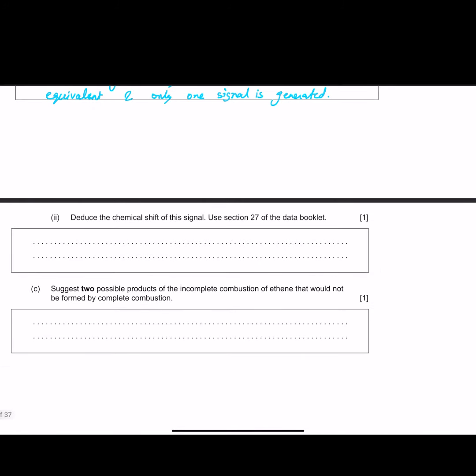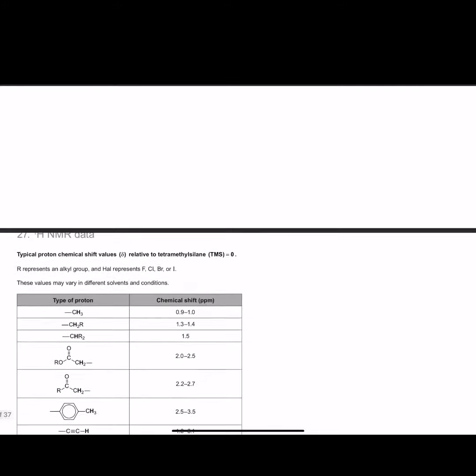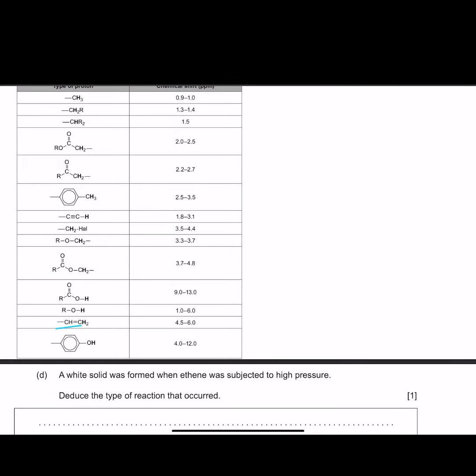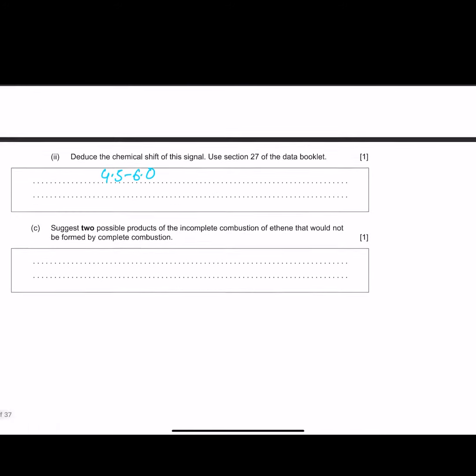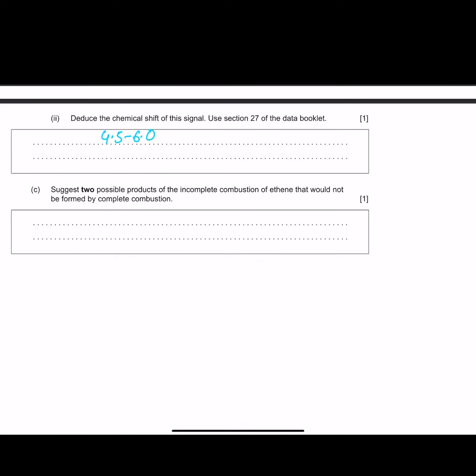Let's move on to the next part. Deduce the chemical shift of this signal using section 27. So obviously you have a double bond here. This is section 27. I can see double bond here, and this can be any group here. I can just add an H here. So it would be between 4.5 to 6.0. So the chemical shift will be 4.5 to 6.0. State the two possible products of incomplete combustion of ethene that would not be formed by complete combustion. So it says that would not be formed.